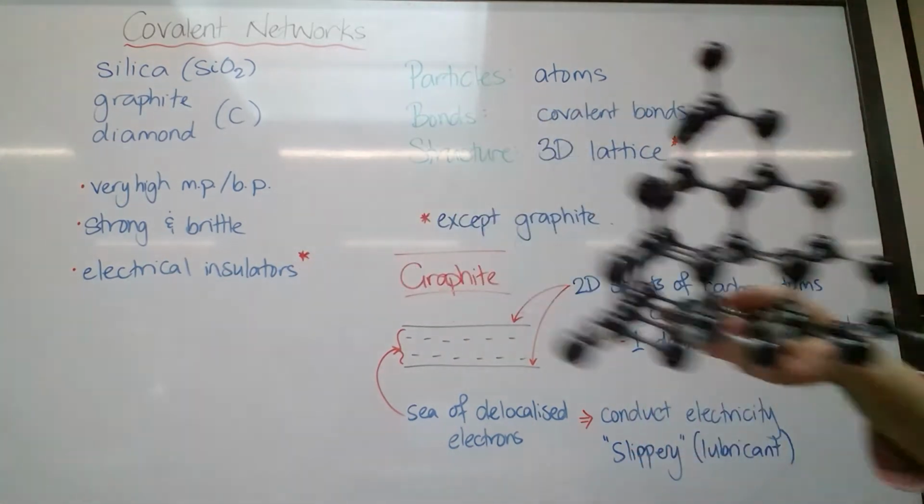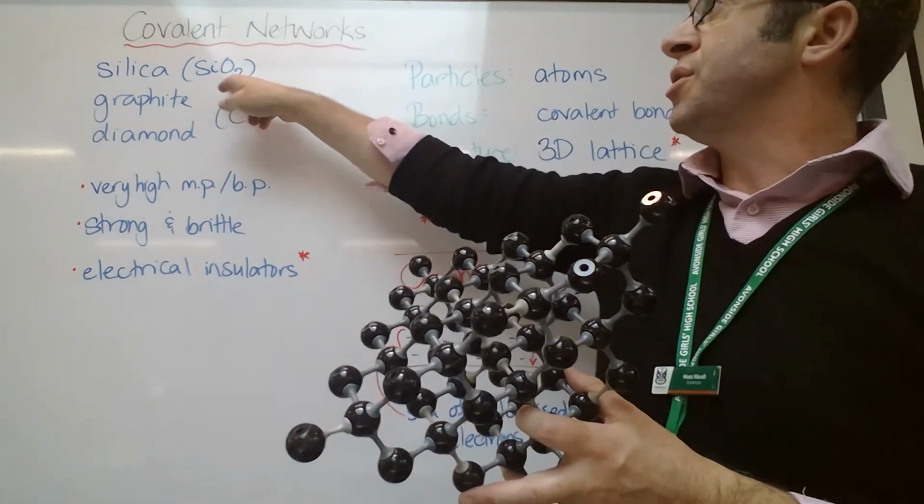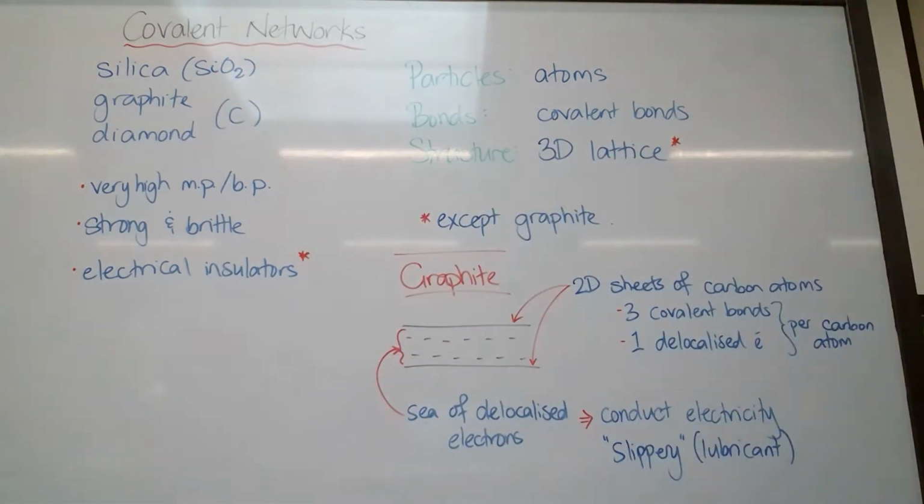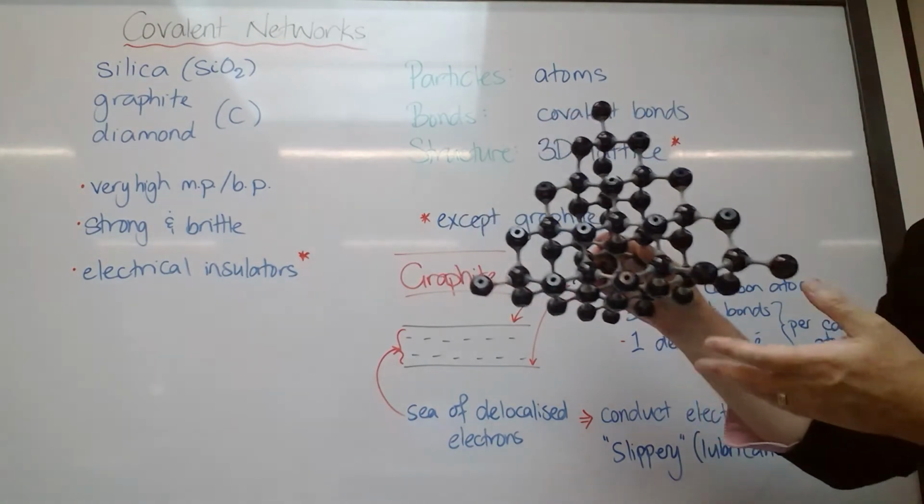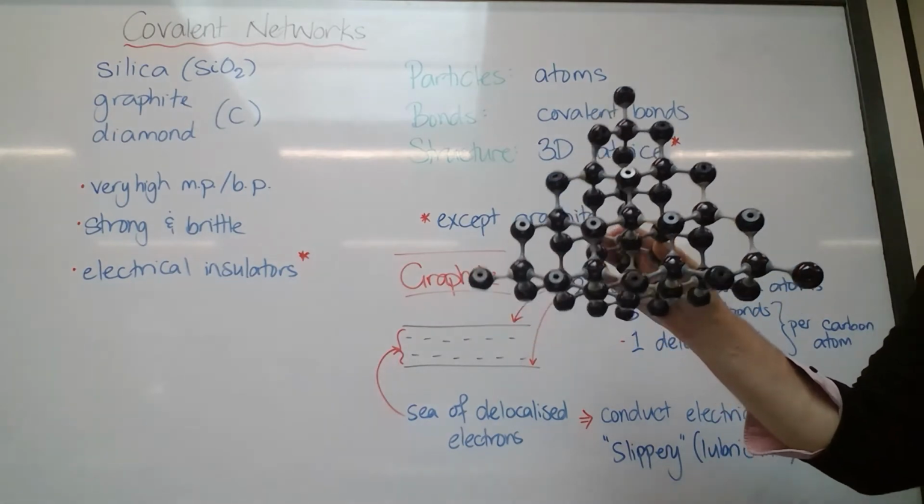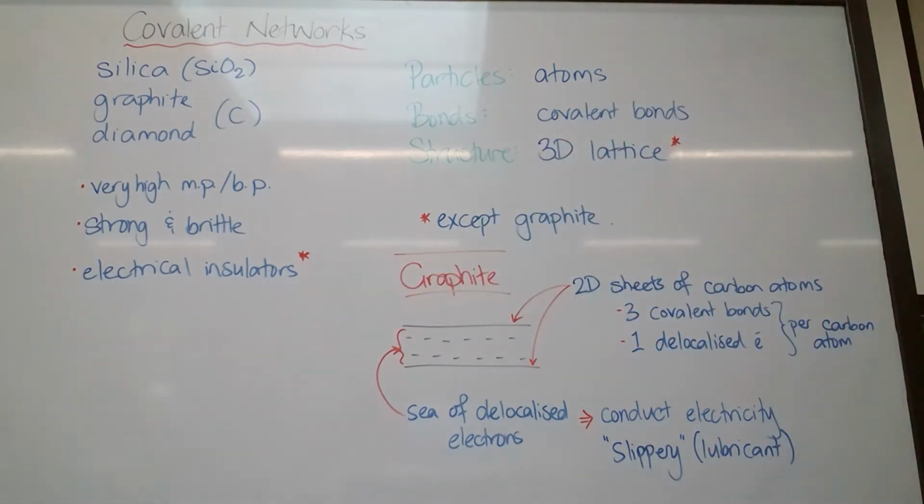lattice like this. The bonds between them are covalent because you'll notice that everything here is a non-metal. So non-metals have to share electrons, so the bonding or the forces between particles are covalent. The structure is called a 3D lattice, much like we've got for an ionic compound. So we have a 3D lattice.